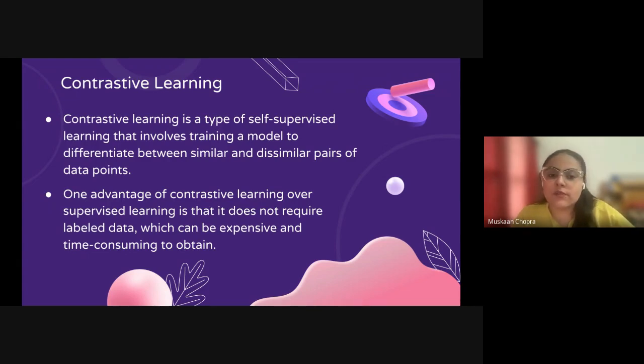One advantage of contrastive learning over supervised learning is that it does not require labeled data in large amounts, because it is expensive as well as time consuming to generate. Additionally, contrastive learning can help improve the performance of models in low data regimes where there may not be enough labeled data. For example, the cases of diabetic retinopathy, satellite imagery, breast cancer, or histopathology cases, etc.